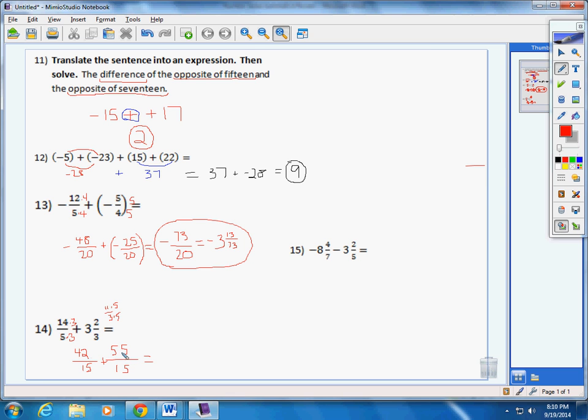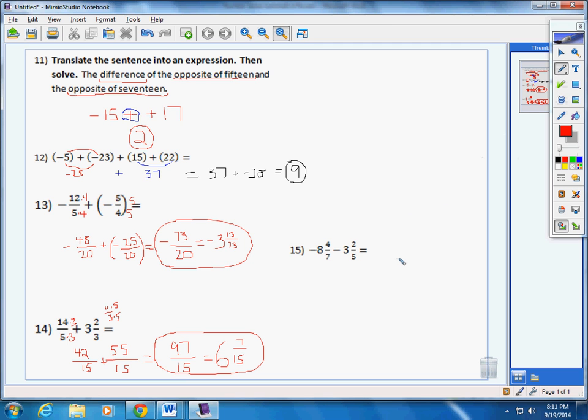40 plus 50 is 90. Plus 2 is 92. Plus 5 is 97 over 15. And if you must write it as a mixed number, I believe it's going to be 6 and 7/15. Once again, we cannot reduce either of these, so either one of those as your final answer would be perfect. And here we are finally on to our last one.